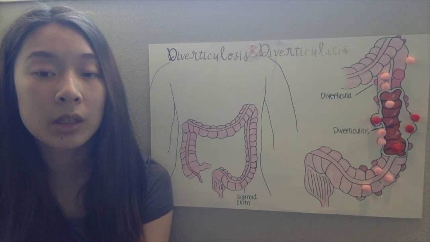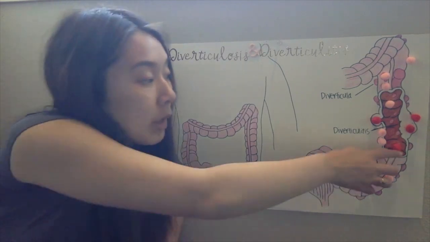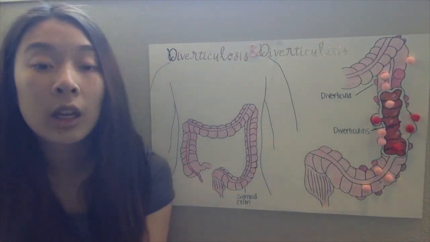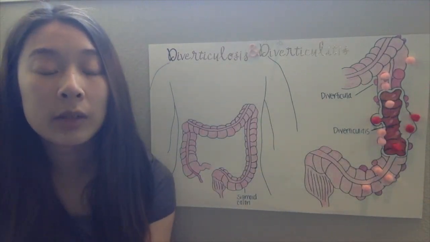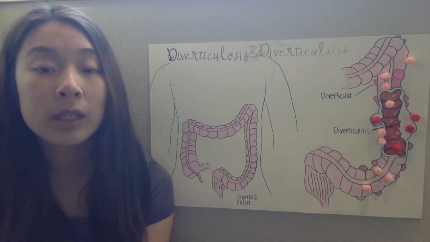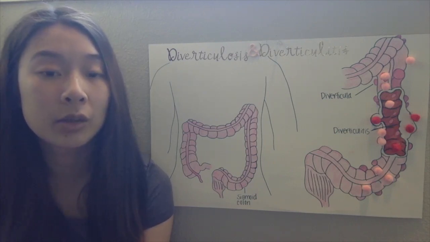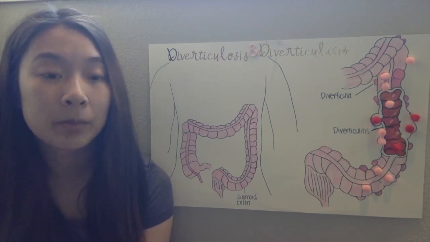Diverticulitis is inflammation and infection in one or more of the diverticula. These red dots right here would indicate what an inflamed diverticula would look like. This occurs when pieces of food or stool pass and become trapped inside the pockets. Bacteria then start to grow and will eventually multiply, leading to an infection.